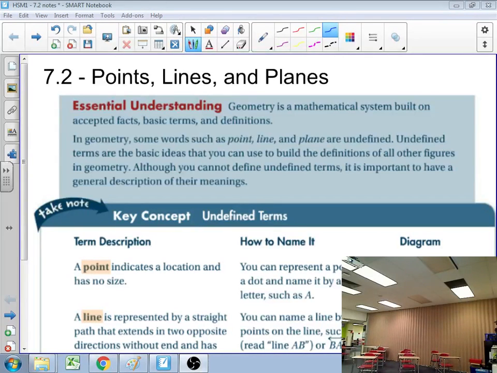We're back again in 7.2. I've got a little picture-in-picture going here, so you're going to have to give me some feedback on whether you like it or not.